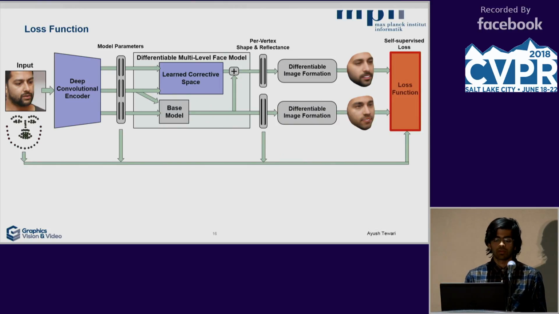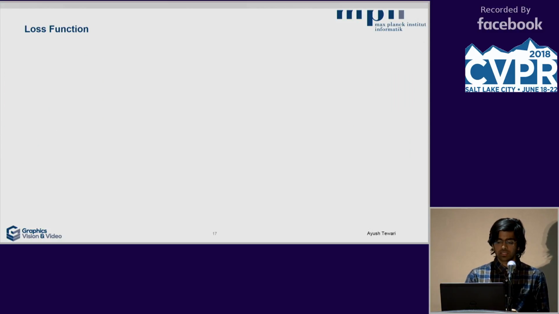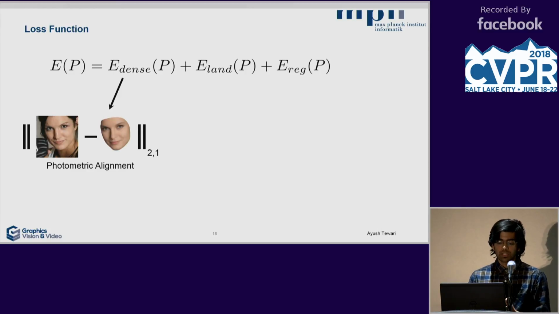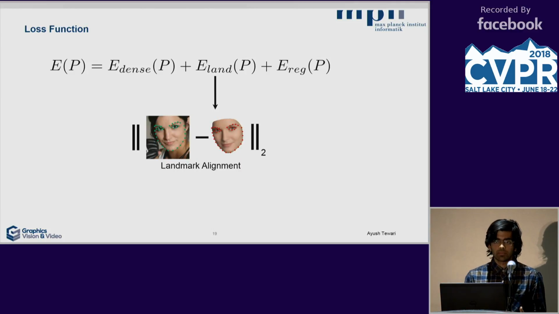Finally, we have our loss function to compare the renderings to the input image. This loss function has 3 components. First, there's a dense photometric alignment term, which for each vertex of the reconstructed mesh tries to align it to the corresponding pixel of the input image. We have a landmark alignment term, which tries to align some automatically detected key points on the input image to the corresponding key points on the reconstructed mesh.